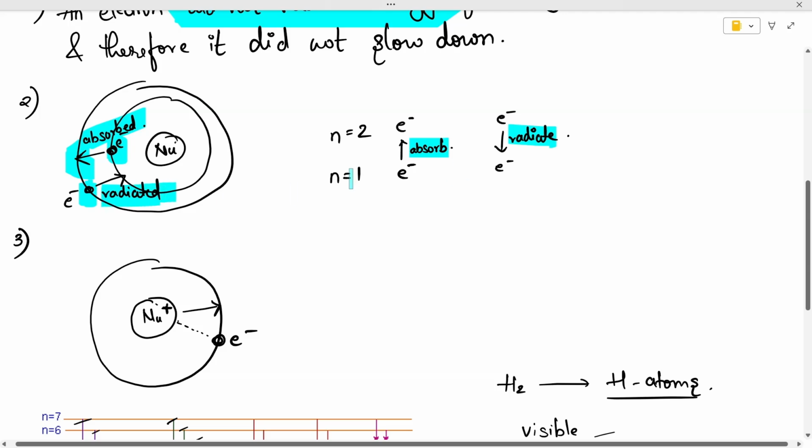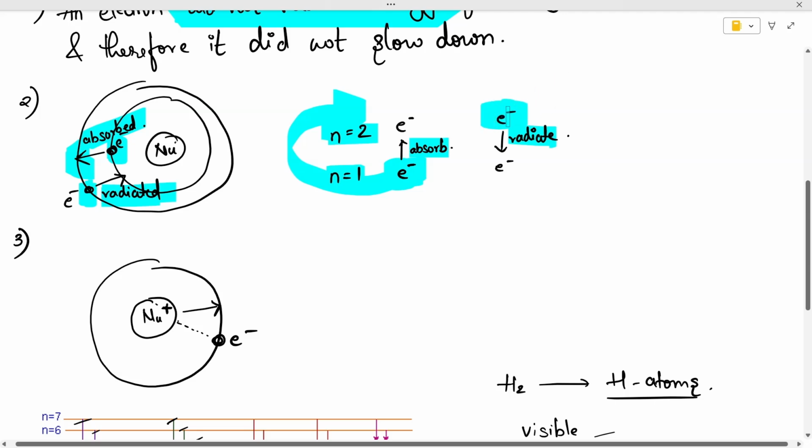Let us see an example here. Now we have this orbit number 1, n is equal to 1. We have this orbit number 2, n is equal to 2. There is an electron in orbit number 1. Now this electron wants to move from orbit number 1 to orbit number 2. Okay. To move from orbit number 1 to orbit number 2, it should absorb some energy. When electrons want to move from a lower orbit to a higher orbit, they should absorb energy.